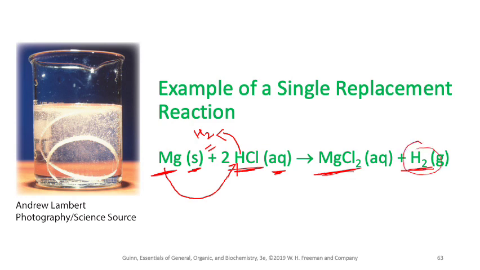And if you look at the picture on the left-hand side, you see a magnesium metal and you see some bubbles coming out. These bubbles are your hydrogen gas, and this is proof that the reaction is happening because you are bubbling up hydrogen gas.